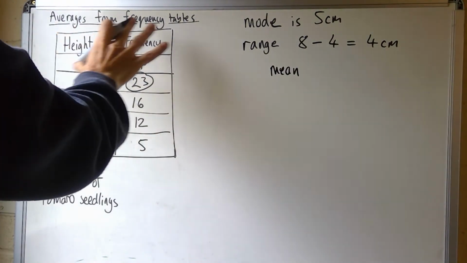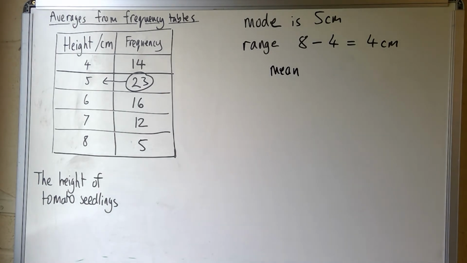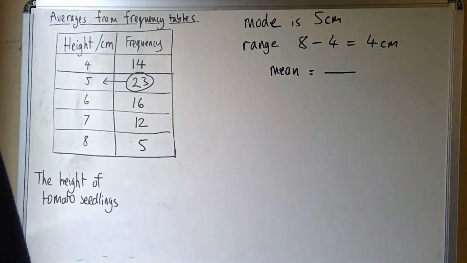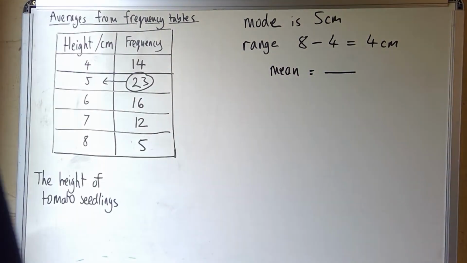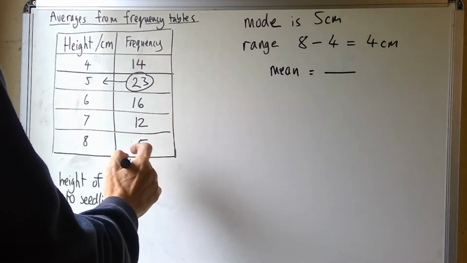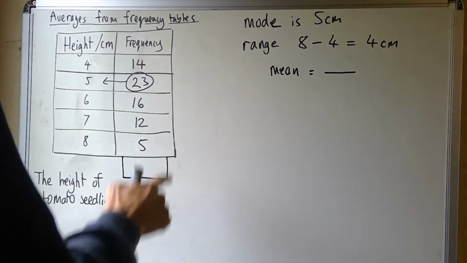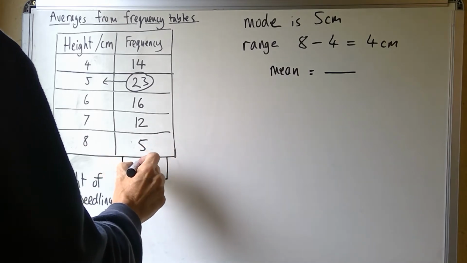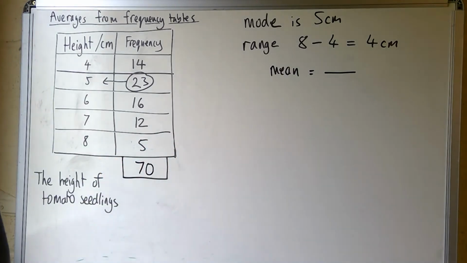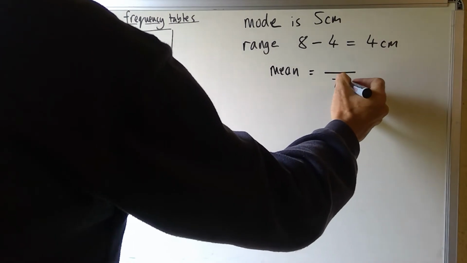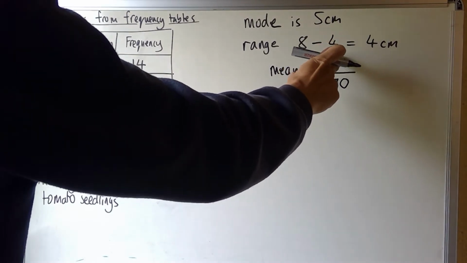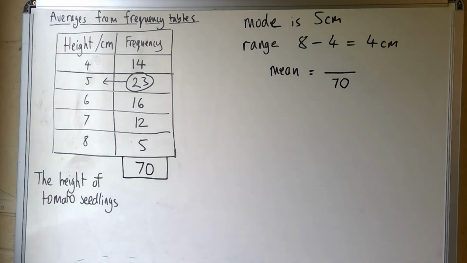We're going to do the mean next, and this is the one that requires the most calculation, and we have to make some additions to our table. To calculate the mean, if you remember, we add up the sum of all the heights of the tomato plants and divide by how many there are. So how many plants were there? Well, it's the total frequency. If I add up this column of plants, 14 add 23 add 16 add 12 add 5 comes to 70. So there were 70 plants altogether.